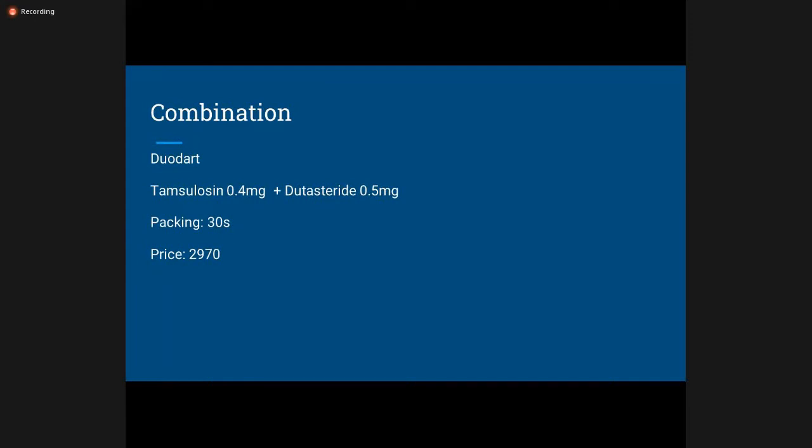If you give them tamsulosin to improve their symptoms at this time and dutasteride for the long run to reduce the size of the prostate, then this becomes a good combination, but the cost increases. The most important combination drug is Dudot. It reduces the size of the prostate and also improves the symptoms.